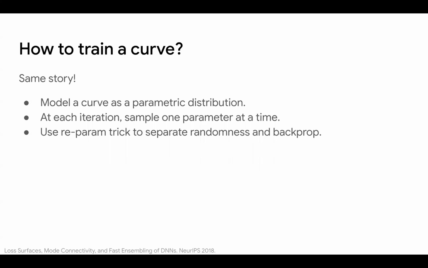So how do you train such a curve? I'm trying to argue that this is also Bayesian, because you're now training an infinite number of models. It's the same story. So you first model a curve as a parametric distribution over a high-dimensional space. And every iteration during training, you're sampling from this curve, one point from the curve at a time. And then you use the reparameterization trick to separate the randomness of this choice and the backpropagation to the parameters describing this curve.